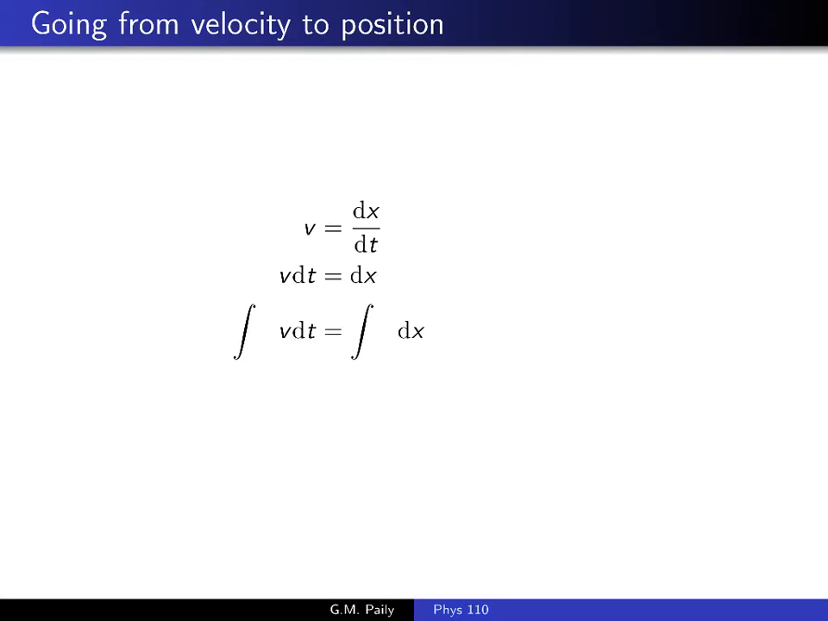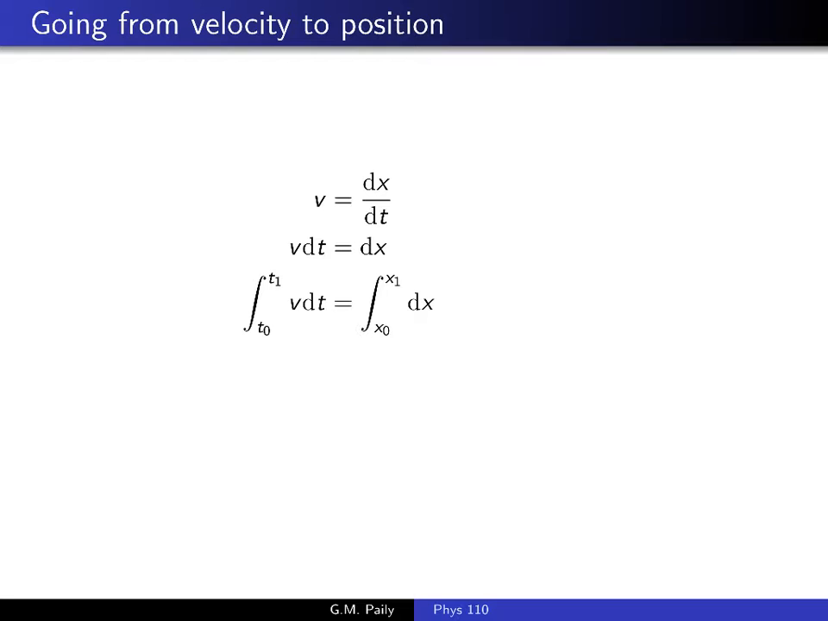Here we are integrating with respect to x. So on this side, the limits of the integral must be times. Here, the limits of the integral must be positions. So we have integral from t0 to t1 of v dt, where v is in general a function of time, is equal to integral from x0 to x1 of dx.